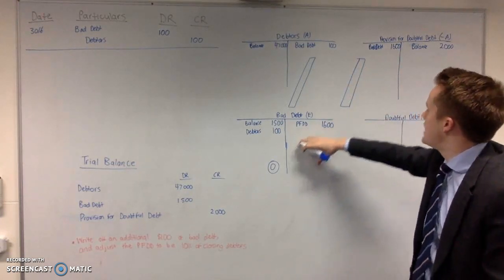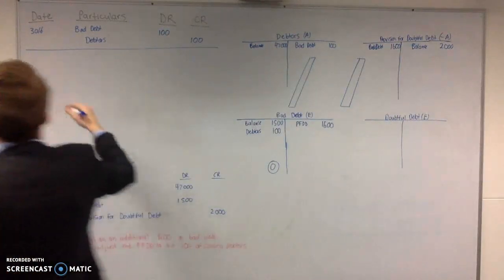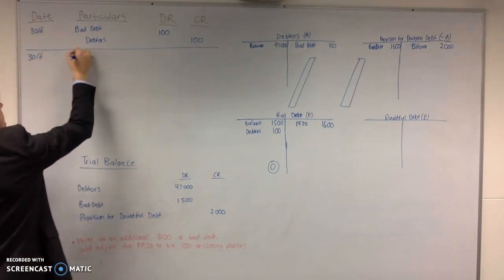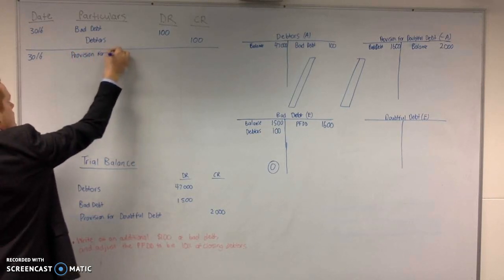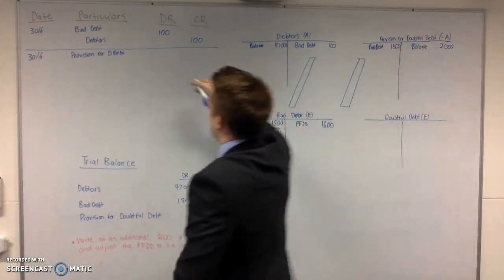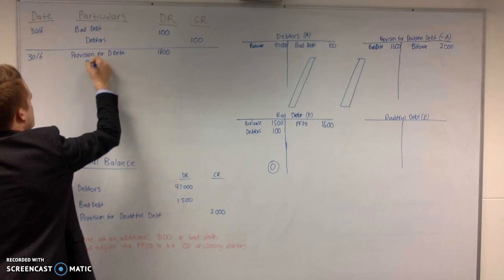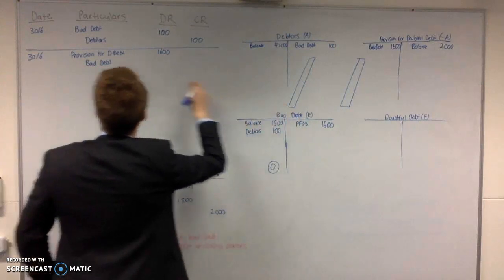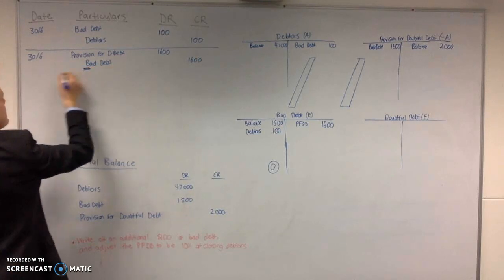Alright, we've closed off bad debt to the PFDD. Now we have to do the journal entry for it. Okay, so this is the first part of the B&D sandwich. Okay, provision for doubtful debt is the debit entry. So that's the debit entry on the debit side, provision for doubtful debt for $1,600. And then bad debt is the credit side entry. Okay, bad debt, credit side entry, $1,600. So like I said, first part of the B&D sandwich.